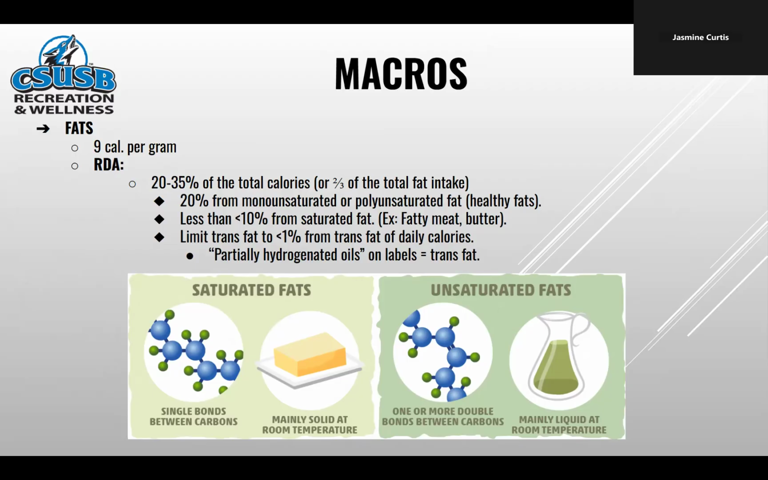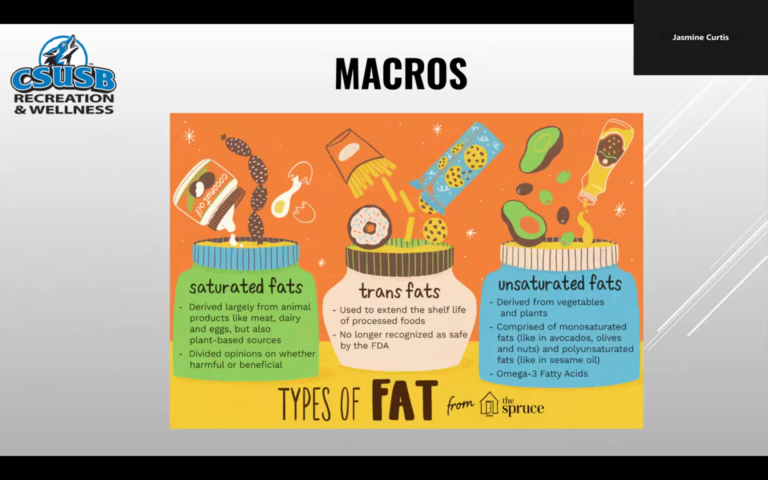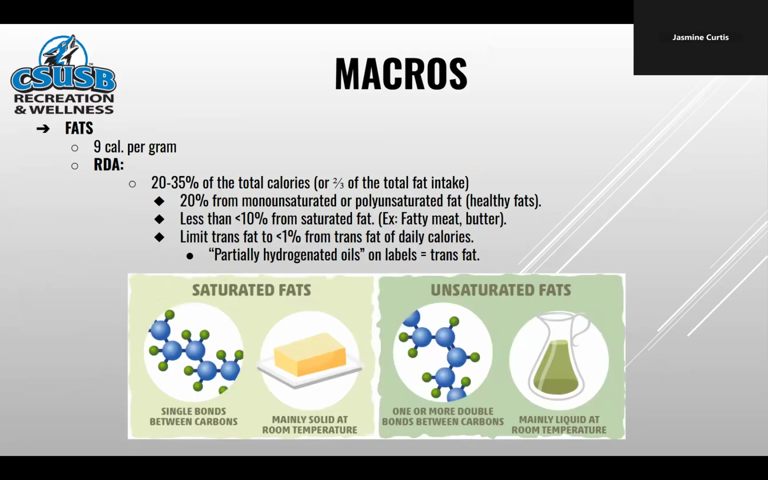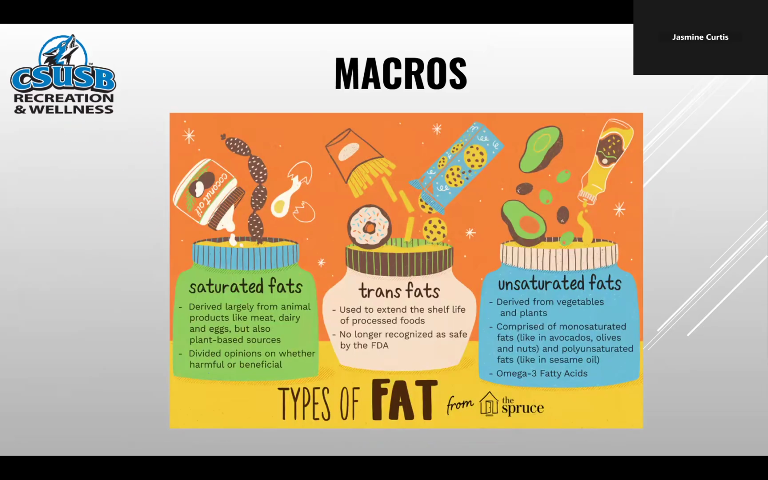Overall, the biggest takeaway is remember fats are 9 calories per gram. So they have more calories per gram. And we want 20 to 35% of our total calories per day to be taken from fats. They're essential. They help us move our vitamins, but we don't need an excess. This is a picture to describe the 3 different fats that we talked about: trans fat, saturated fat, unsaturated fat. Just an example of the different types.